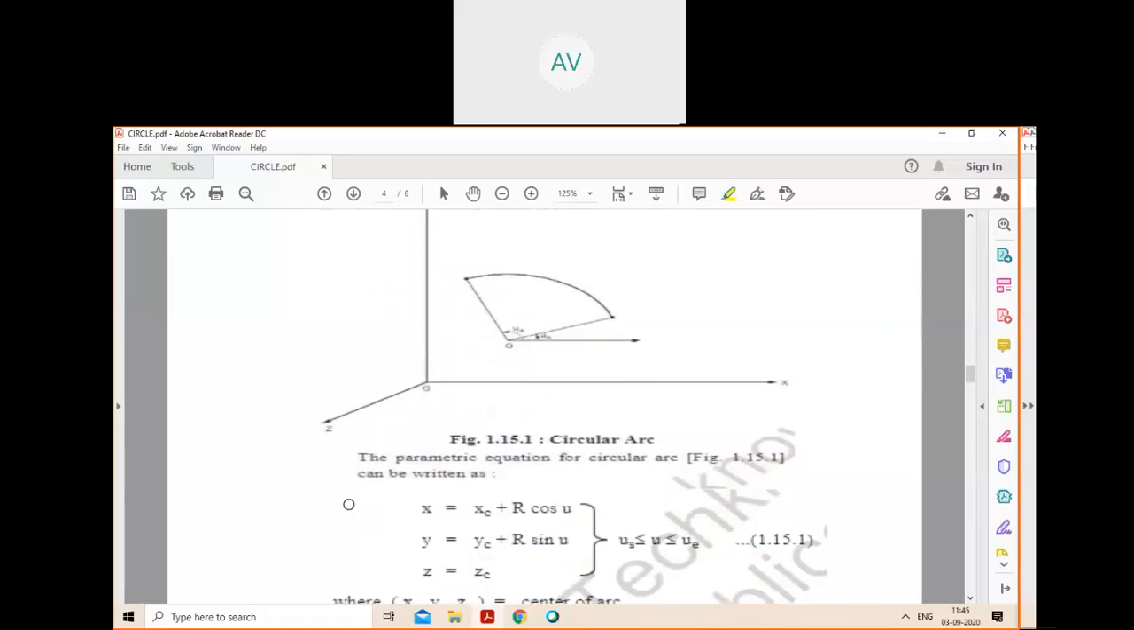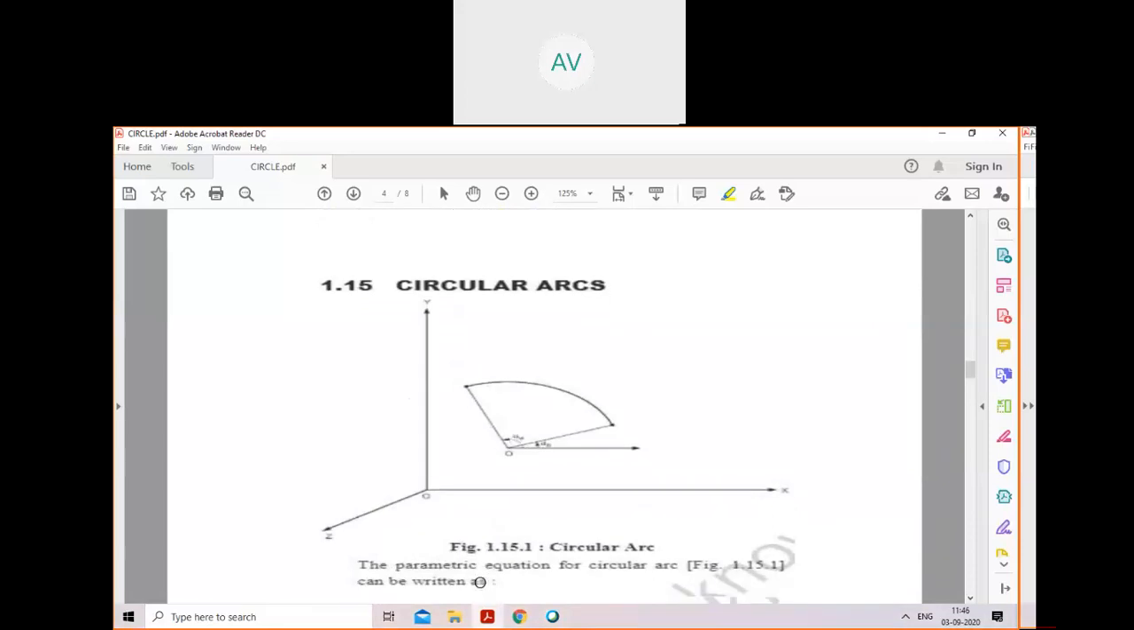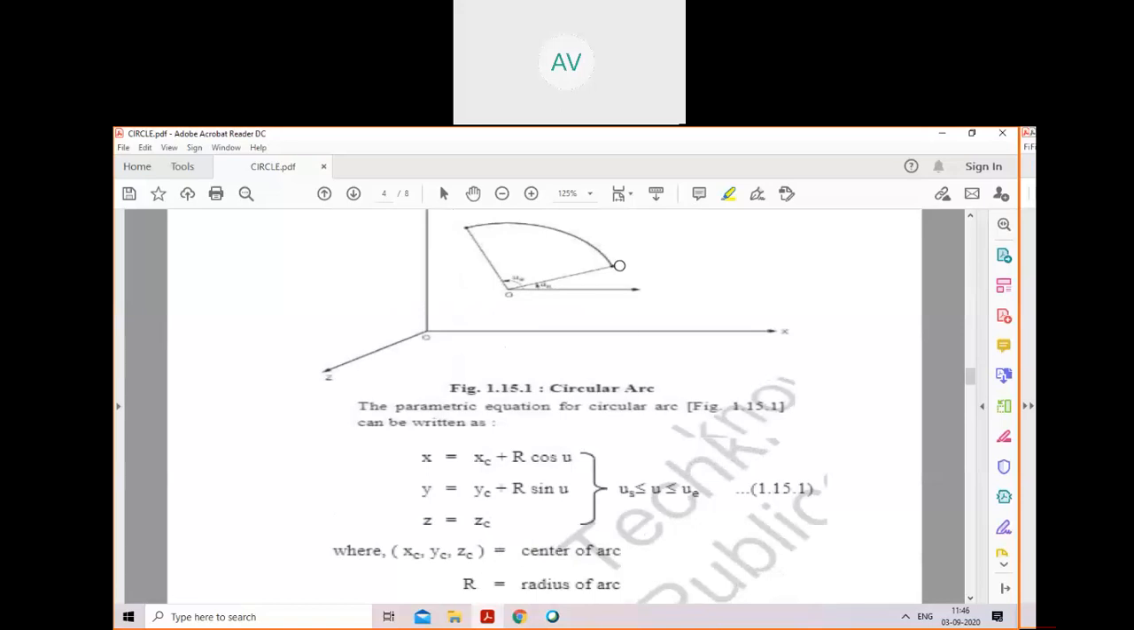Then circular arcs. Here the u angle is there and here the incremental angle. You want to find the first point, and this will be the center point of the arc, xc, yc, zc. So the first point you have to calculate: x equals xc plus r cos u. This will be cos, this will be sine. In a similar fashion, it is written here.